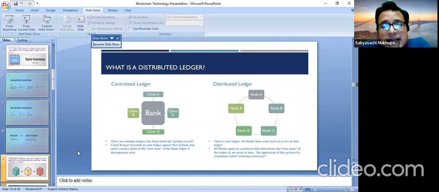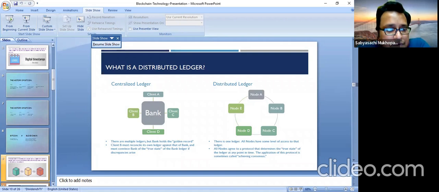But unlike the centralized ledger, in the distributed ledger, in the right-hand picture, you can check that all nodes have accessibility to this one particular ledger. If all nodes agree to a protocol for determining the truth state, then each of them can be on the same page. This kind of application is known as achieving consensus. We will try to understand what it means to achieve consensus in a very simple manner in upcoming slides. So this is the basic picture, a very basic idea of the difference between a centralized ledger and a distributed ledger.